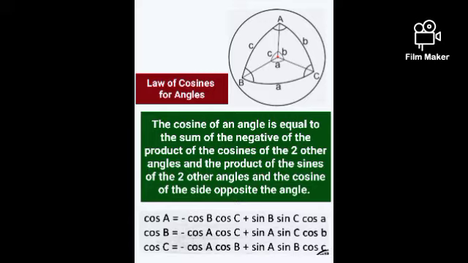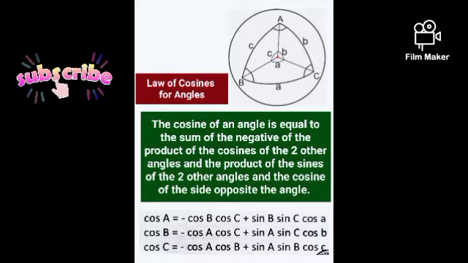Thus, by the law of cosines, cosine of angle capital A is equal to negative cosine of angle capital B multiplied by cosine of angle capital C plus the sine of angle capital B multiplied by sine of angle capital C and the cosine of the side opposite angle capital A, which is side small a.